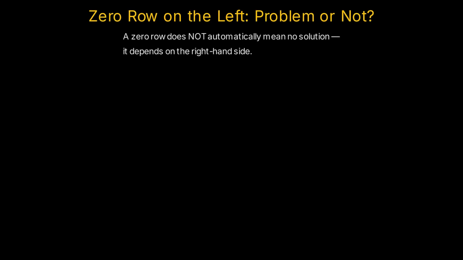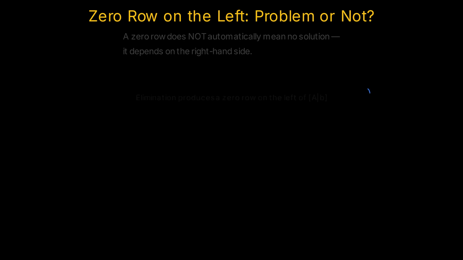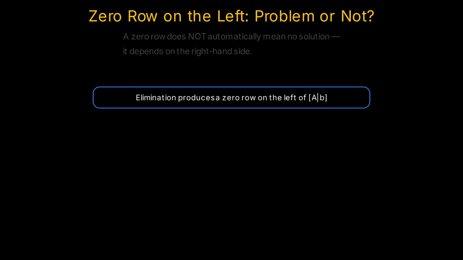A common mistake: seeing a 0 row during elimination and immediately concluding that there's no solution. That's not right. A 0 row on the left side of the augmented matrix only creates a problem when the right-hand entry is non-zero. Let's think about this carefully with a flowchart.